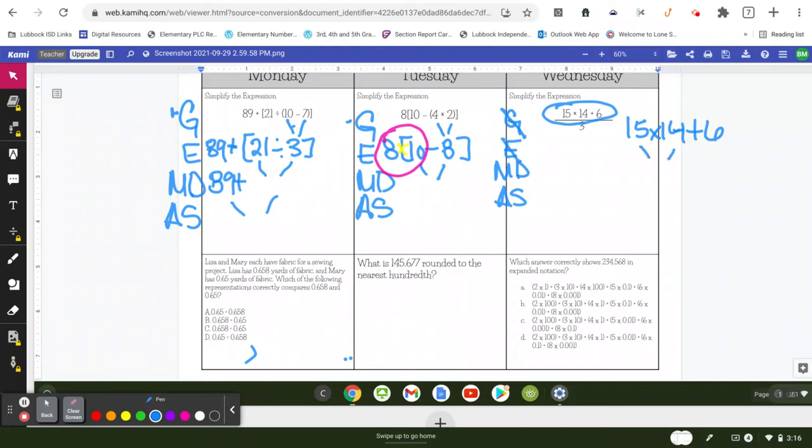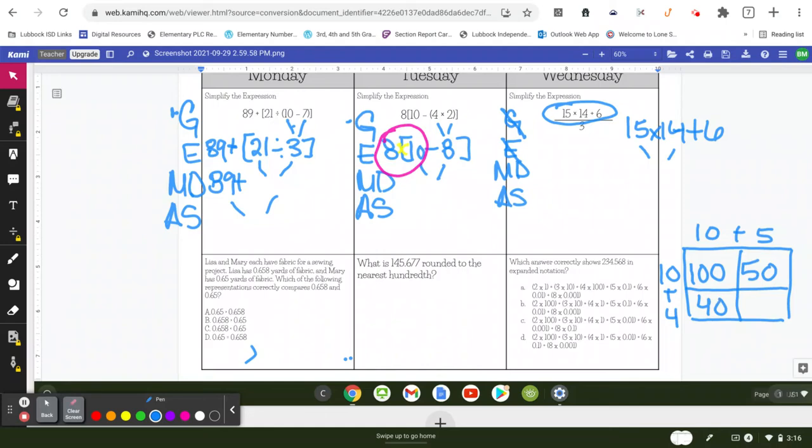Yes. 15 times 4. So a lot of you are still using area model, which is fine. We're going to do 10 plus 5 times 10 plus 4. This gives me 100. 50. This is 40. This is 20. Okay, I'm going to add these up. That top row equals 150. This bottom row equals 60. And when I add those up, I get 210.